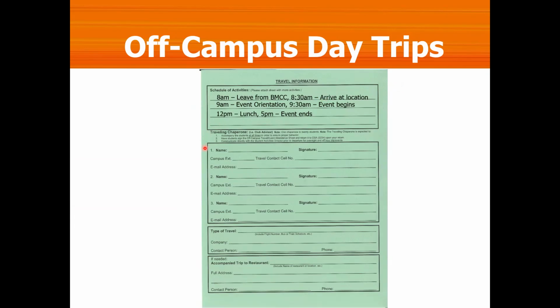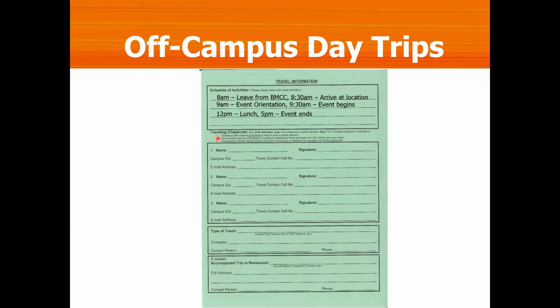The traveling chaperone is expected to accompany the students at all times in order to ensure proper behavior. Have students sign the off-campus travel/event attendance sheet and return it to the Office of Student Activities in S-230 upon your return. And communicate directly with the Office of Student Activities prior to departure.